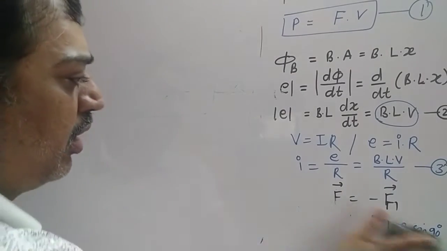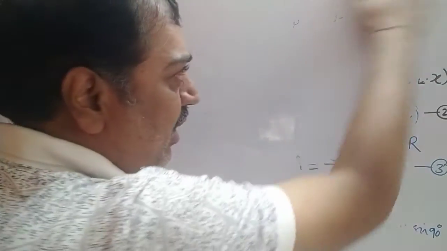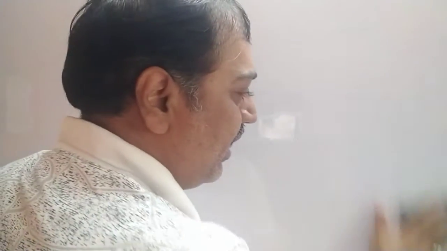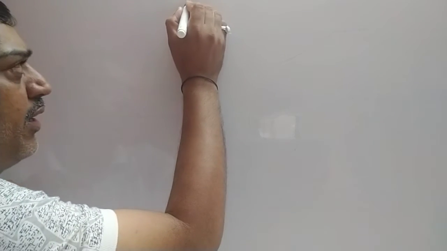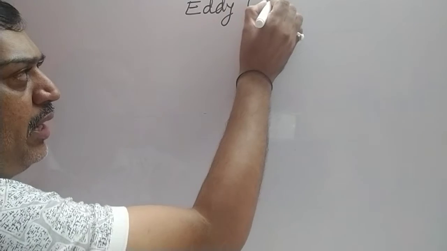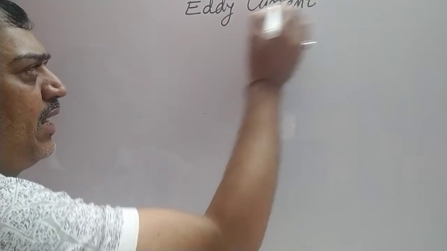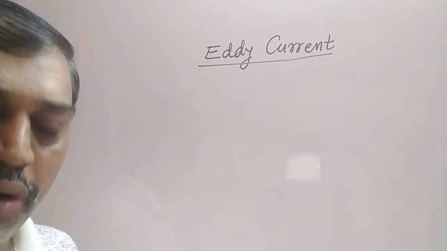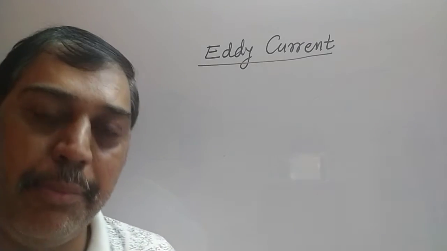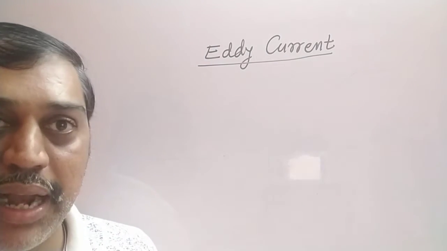Now let's go to the next topic of your syllabus. That next topic is eddy currents. What exactly are eddy currents and how do they arise, that we have to see. So I will write it here, eddy current, E-double-D-Y. What are these eddy currents? They arise when, instead of a conducting wire, we keep a metal plate in a changing magnetic field.